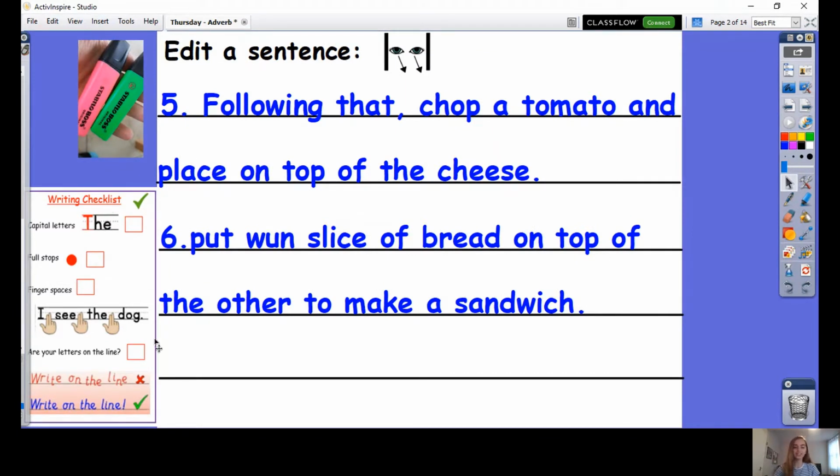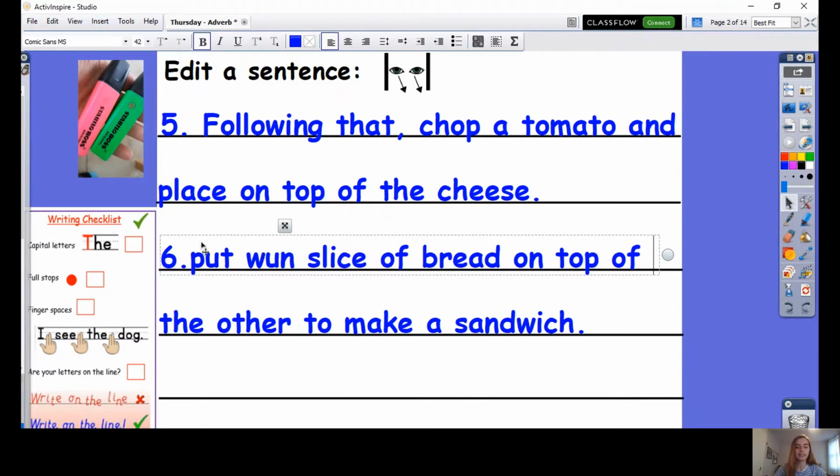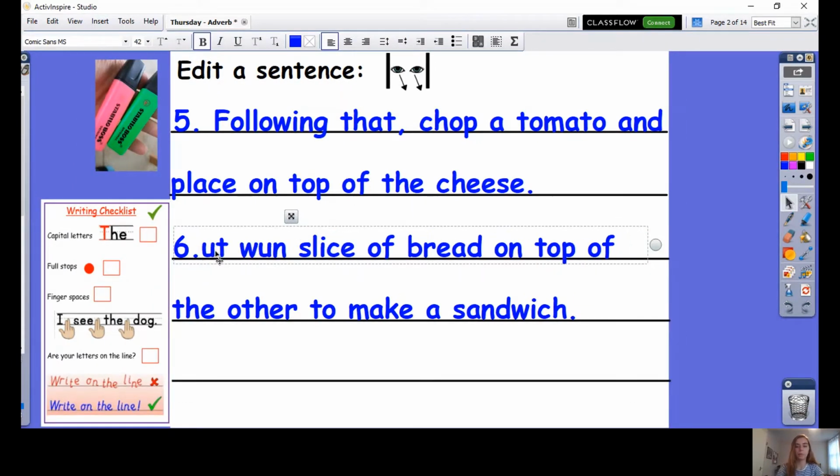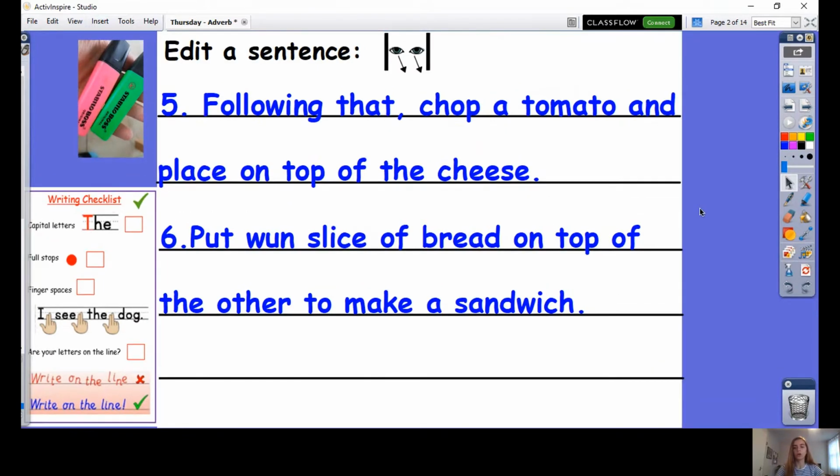Well done. Again, using a writing checklist, you were looking for capital letters. We have a capital letter in our first sentence, but oh no, we haven't got it in our second sentence. So what word needs a capital letter? Well done. Put needs a capital letter, capital P, nice and tall, making sure our capital letters are taller than the rest. Well done. What is the last mistake that you have spotted?